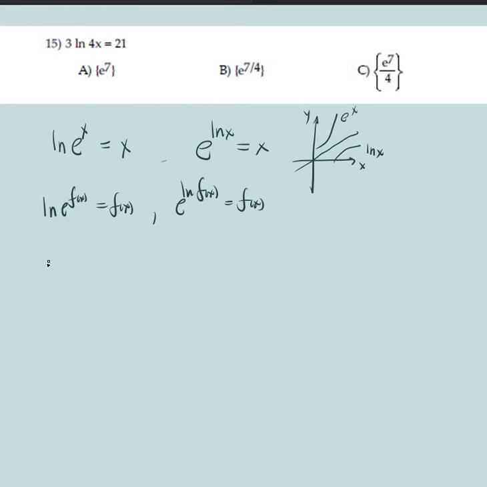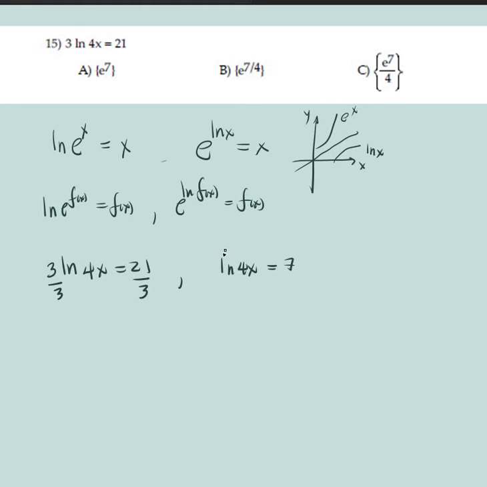Now, going to the problem. The problem says, we're going to rewrite it here: 3 natural log of 4x is equal to 21, right? The first thing we have to do is solve here for x. We're going to divide everything by 3, to get rid of this 3. So then we have natural log of 4x is equal to 7, because 21 divided by 3 is 7.